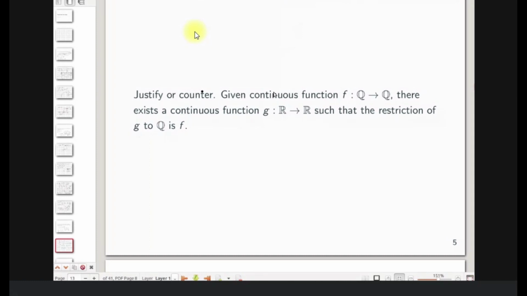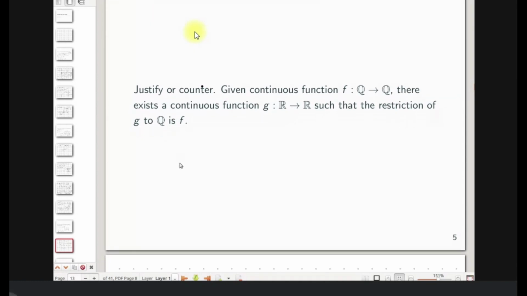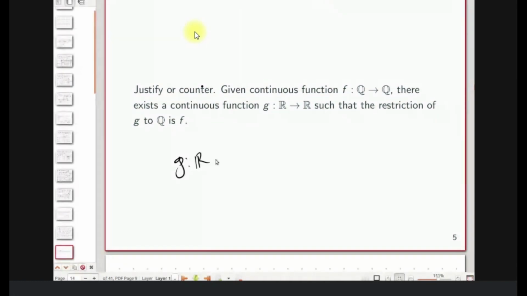So, the question is, you have a continuous function from Q to Q. Let's see something else now. Assume I have a continuous function g from R to R. As I have R, I can just restrict it to Q to get a continuous function from Q to R, right? So as it is a restriction of a continuous function, I know that g is continuous.